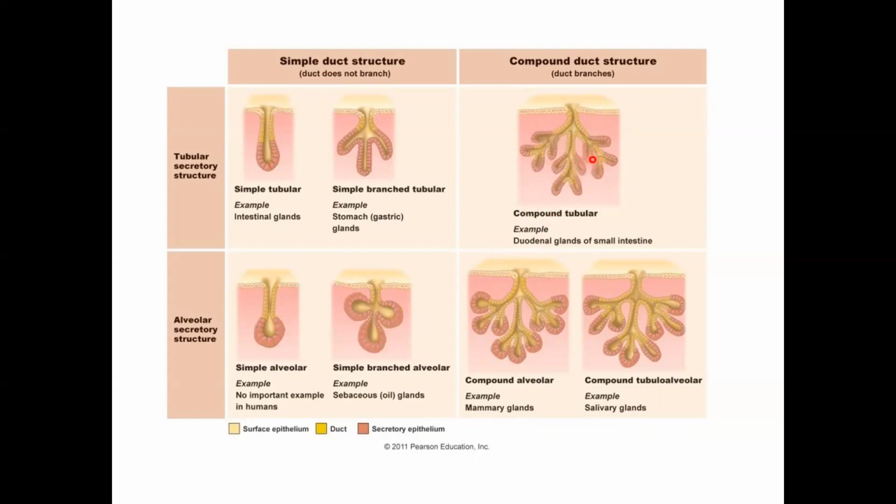A compound duct, we have 1, 2, 3 ducts that come into one common duct here. So this is a compound tubular duct found in the duodenum. Here's a compound alveolar duct, like in a mammary gland, and a compound tubular alveolar duct, which is some of both, like in a salivary gland.